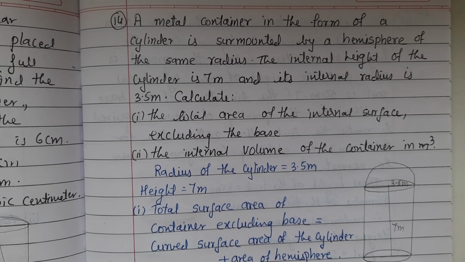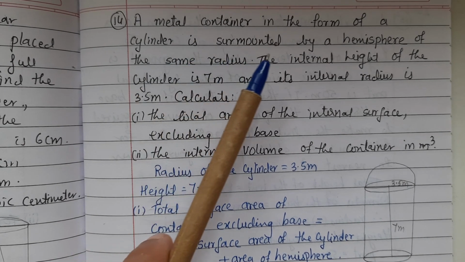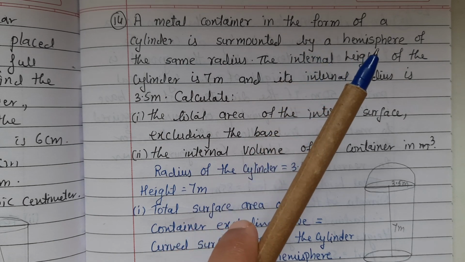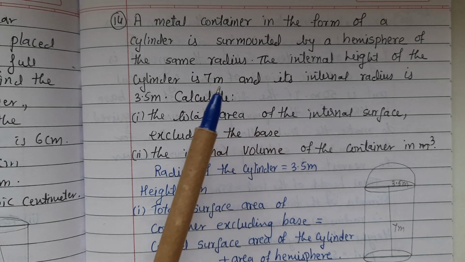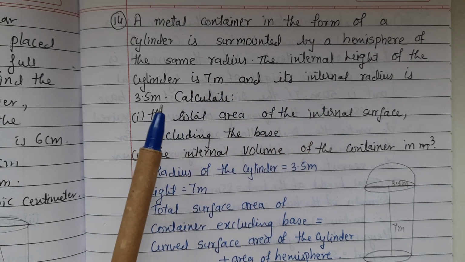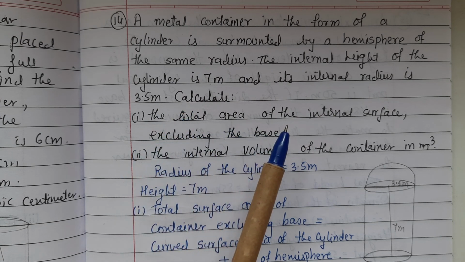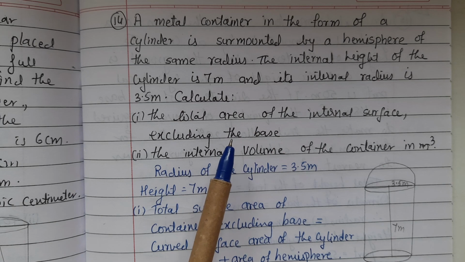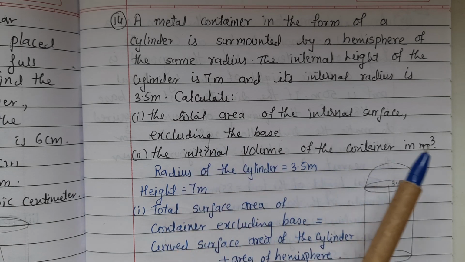Sum number 14. A metal container in the form of a cylinder is surmounted by a hemisphere of the same radius. The internal height of the cylinder is 7 meter and internal radius is 3.5 meter. Calculate: first part, the total area of the internal surface excluding the base; second part, the internal volume of the container in meter cube.